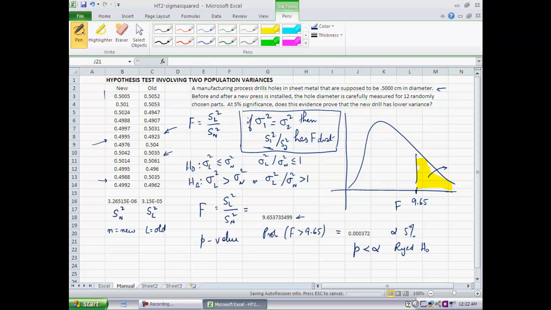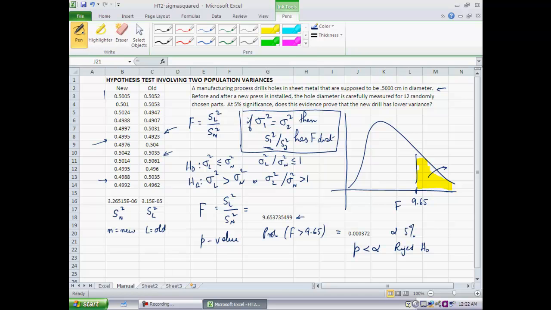So I comfortably say I reject the null, meaning I would end up saying that yes, at the 5% level of significance, I will conclude that the variability of the diameter of the holes drilled with the new machine is lower than the variability of the diameter of the holes for the old machine. That would be my conclusion at the 5% level of significance. In fact, even if you use a 1% level of significance, since the p-value is even less than 1%, I would be comfortable rejecting the null.